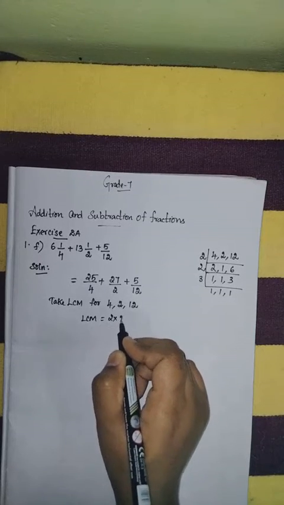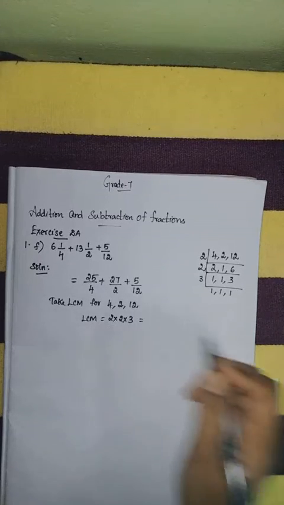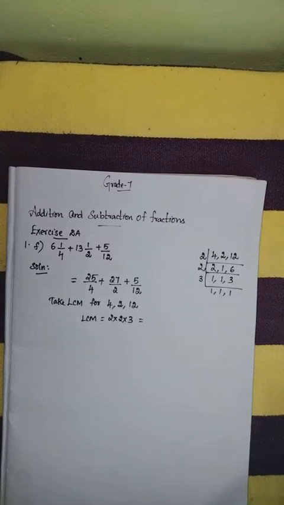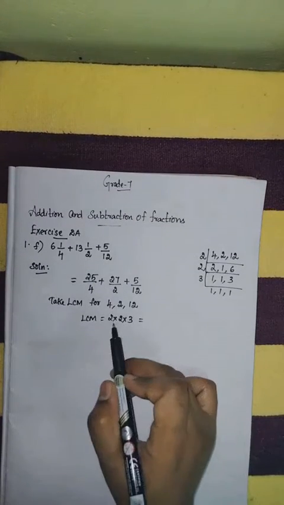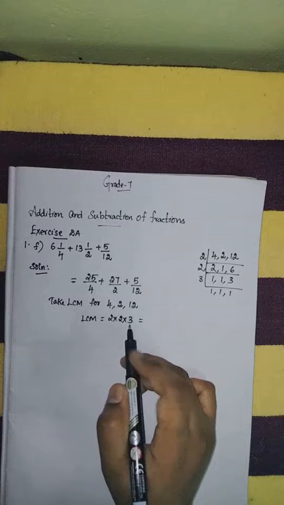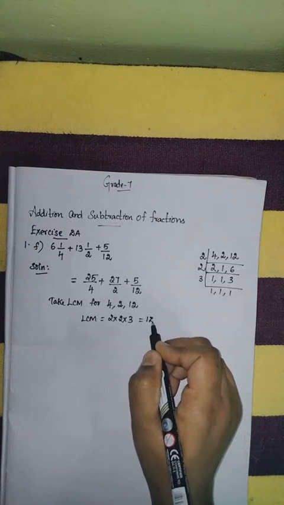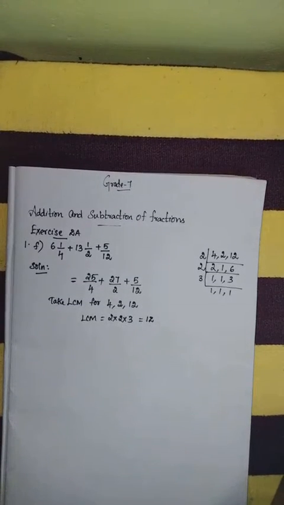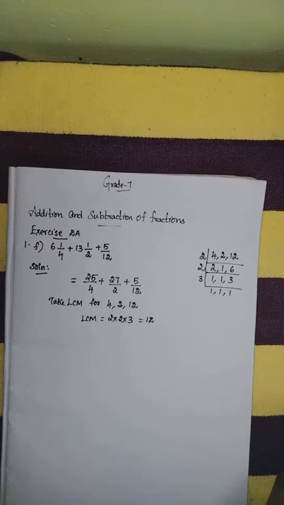So your LCM is 2 into 2 into 3. 2 into 2 is 4, 4 into 3 is 12. So your LCM is 12. So you need to change all the denominators to 12.